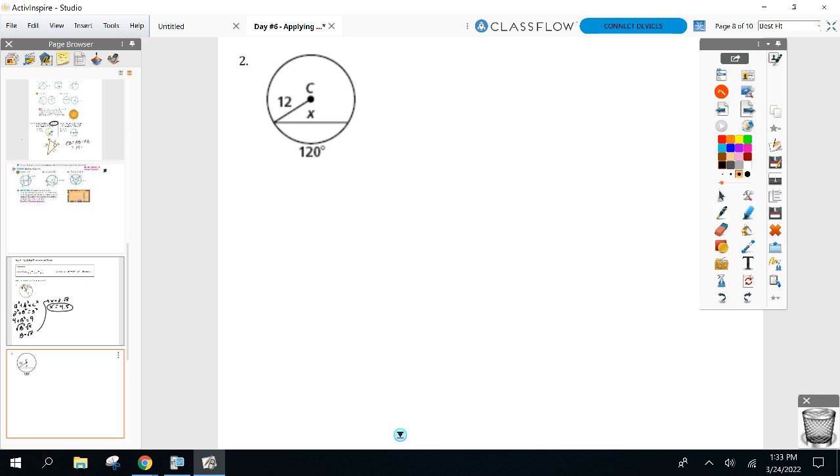Want to throw anything out there, maybe? Paul, what's up? Draw another radius from anywhere? No, from C down, perpendicular to X. Okay. A radius, a full radius.